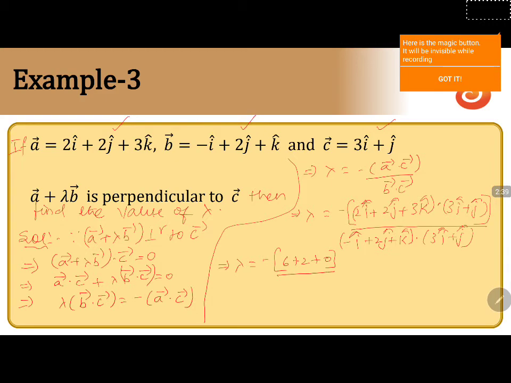We will get -3 + 2 + 0, that is equal to -8 by -1. Minus minus gets cancelled. We will get 8. Therefore, λ is equal to 8. So by the condition, we get the value of λ is equal to 8, by taking vector A + λB perpendicular to vector C.